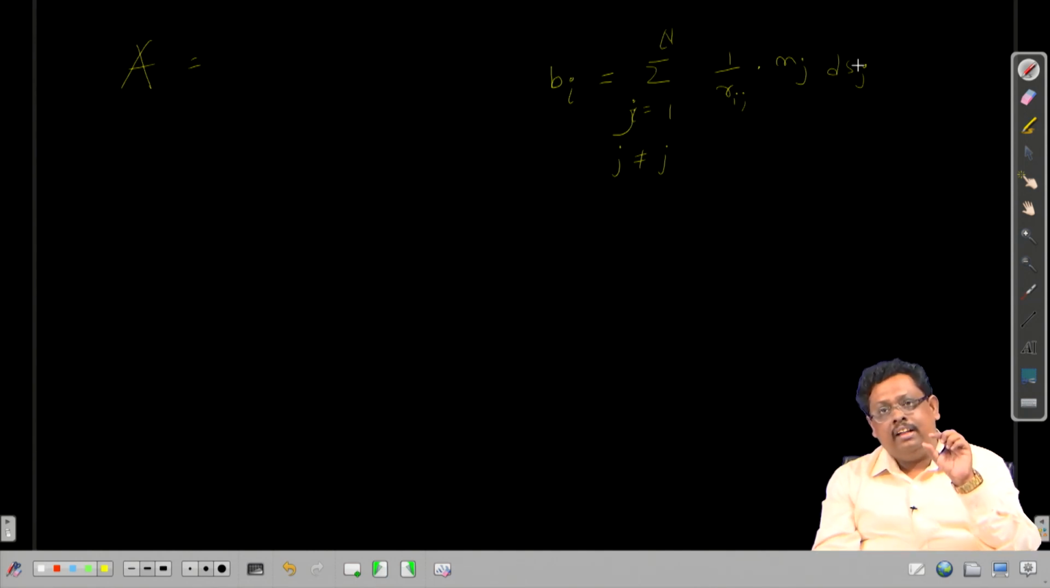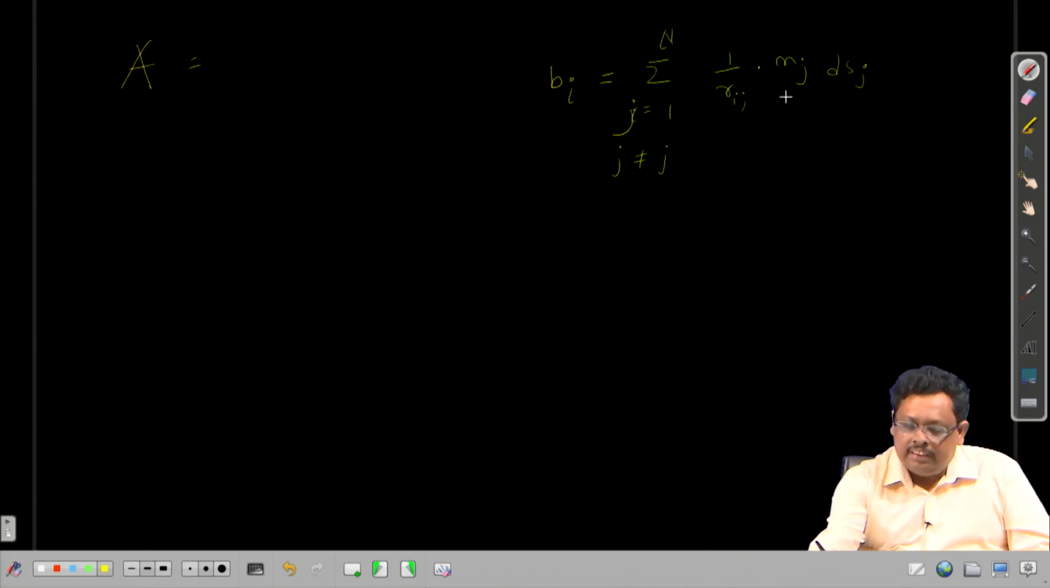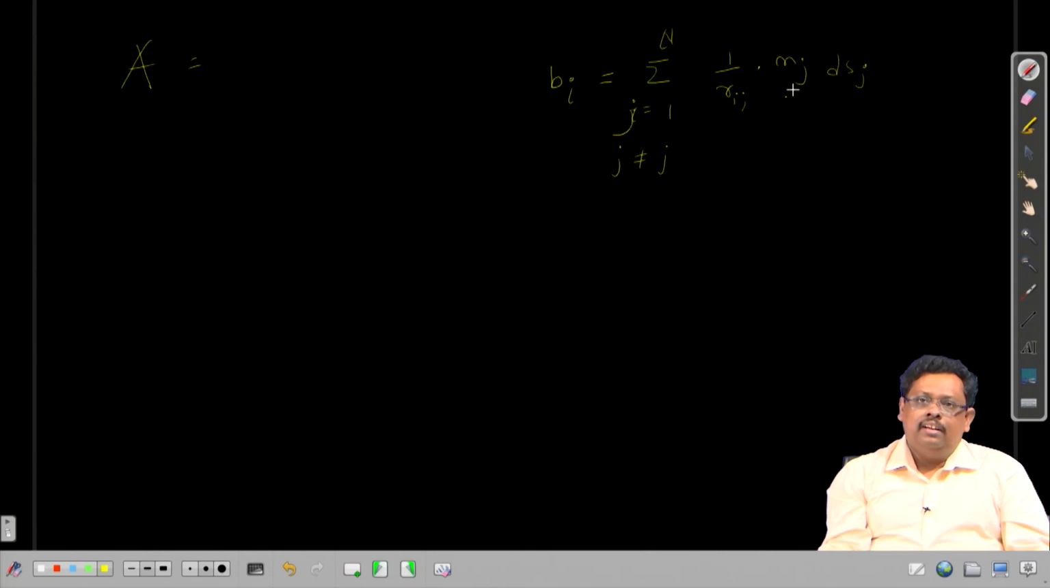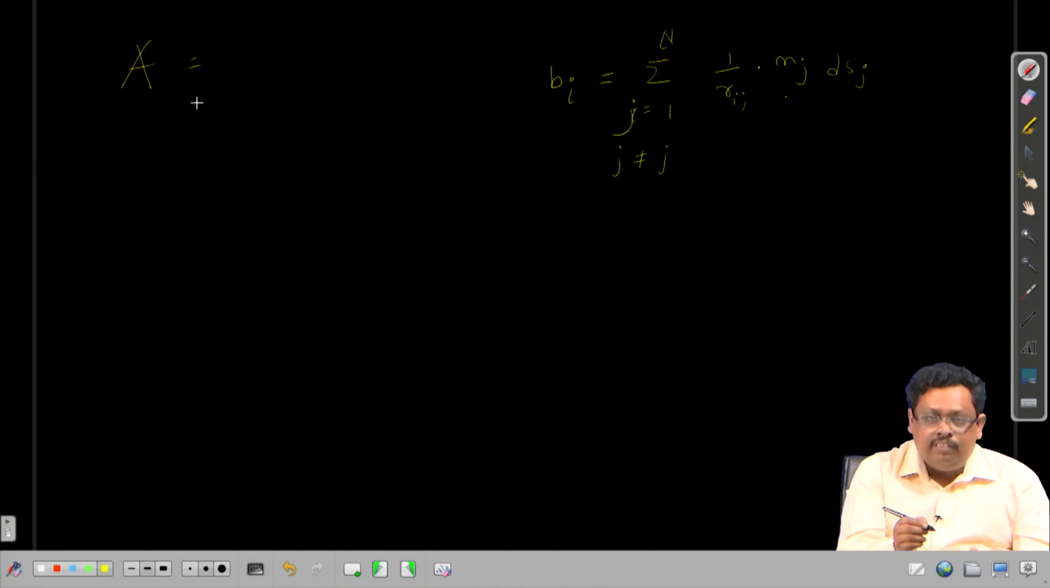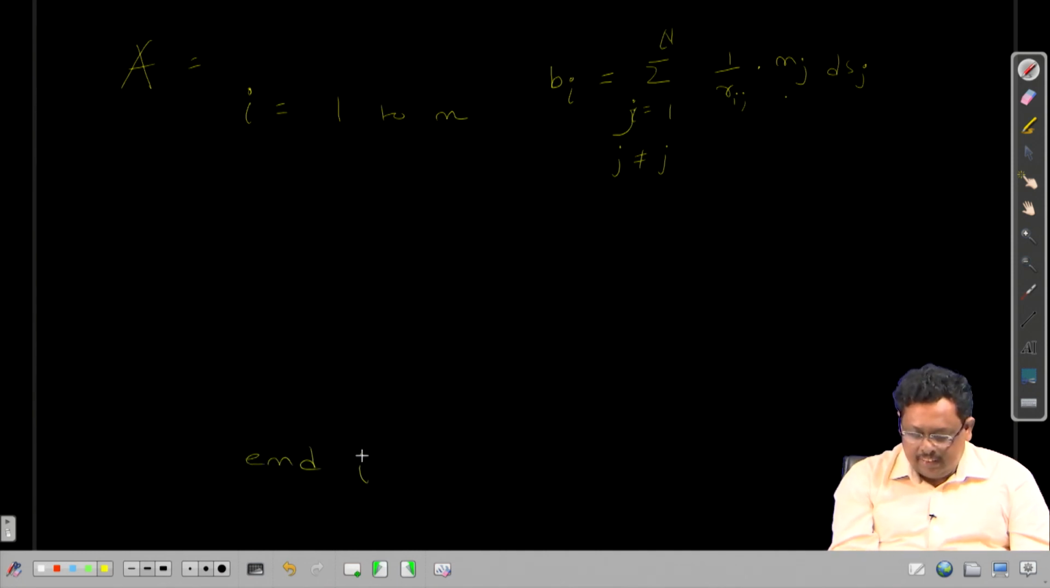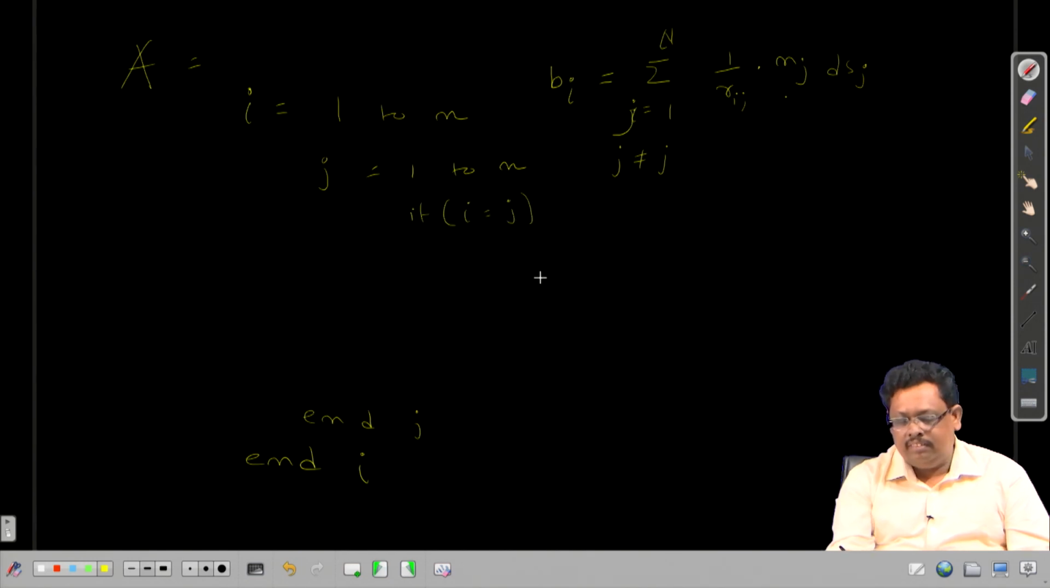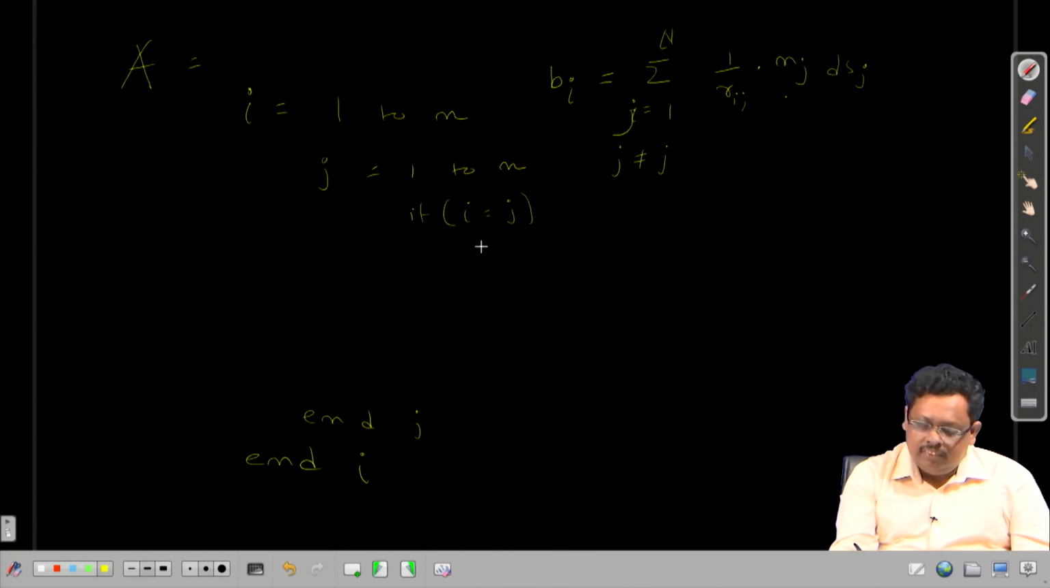Here also you break this thing into small functions. Now, you see here also you can write the business logic, which is again i equal to 1 to n, right, and then it is end of i. Similarly, you have j equal to 1 to n and you have end of j. Now, here your logic: if i is equal to j, you have to ignore it, right.